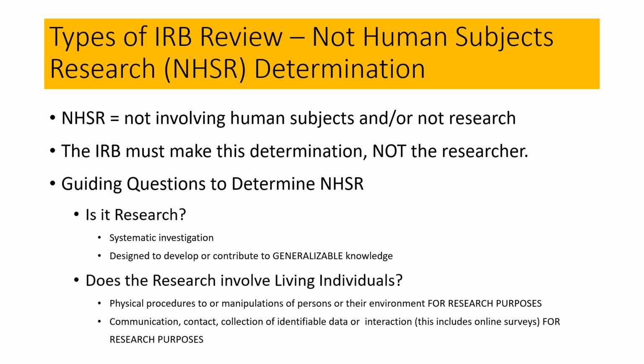Now we're going to talk about the types of IRB review. These are roughly based on risk level, but include requirements that the project meet certain criteria for each type of review. The review level that is considered the lowest review level is for not human subjects research. We just discussed the definition of NHSR.